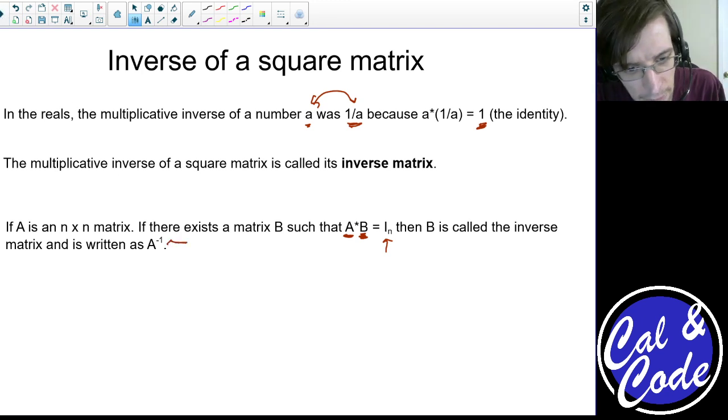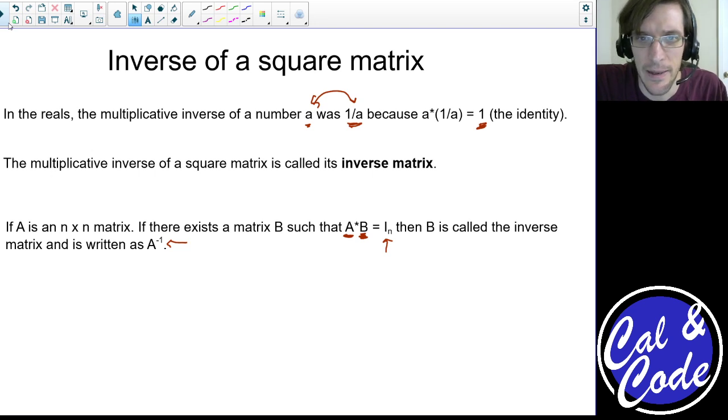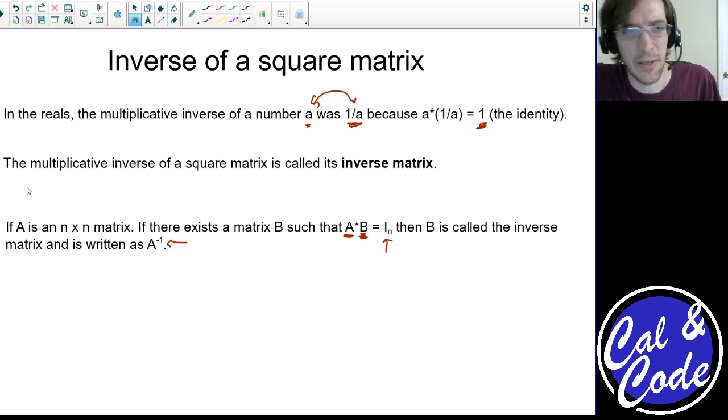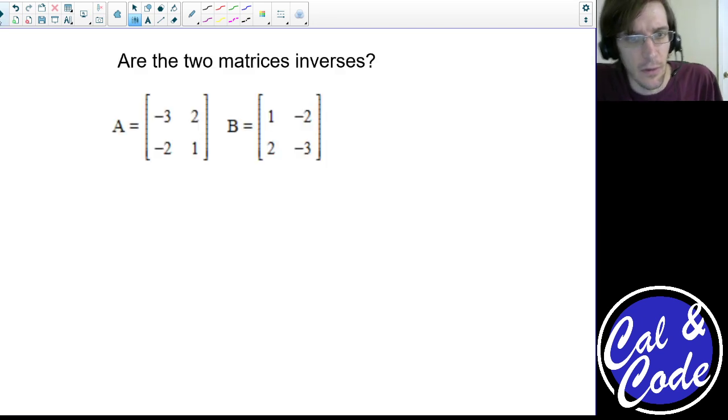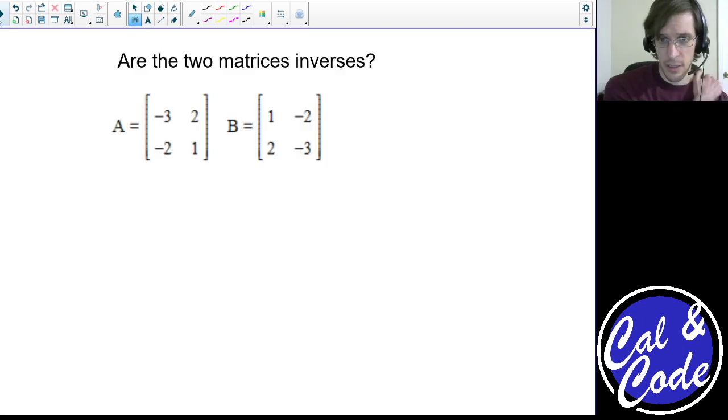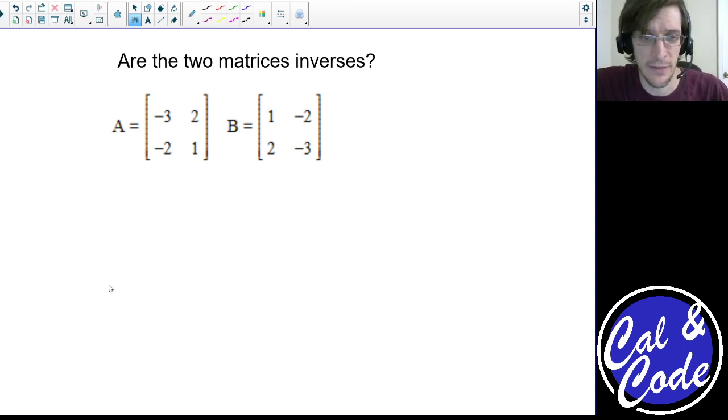The way we write an inverse in matrices is with the -1 superscript, which I think we've talked about when we were in trig. I don't really particularly care for it because it's a little bit ambiguous in some cases. Okay, so let's talk about whether or not these two matrices are in fact inverses of each other.